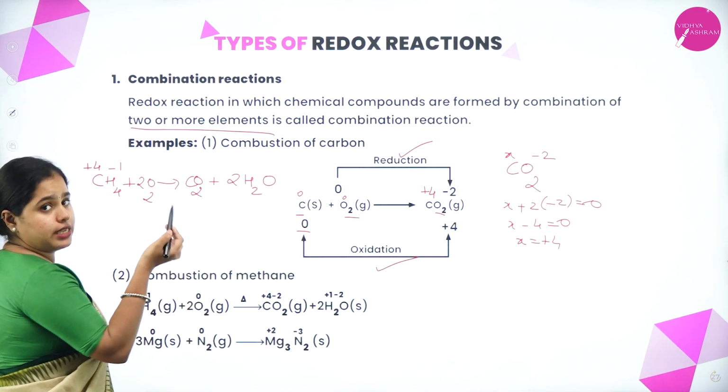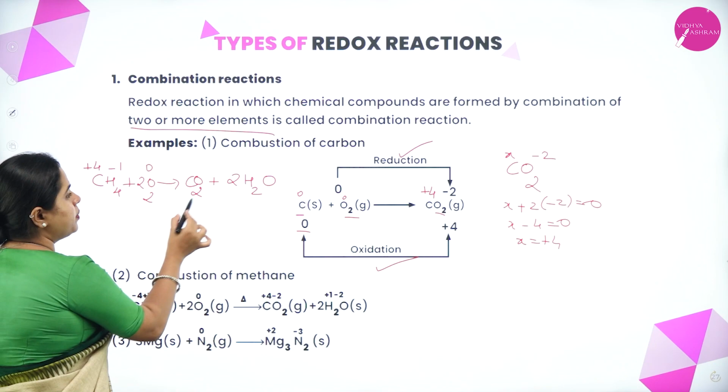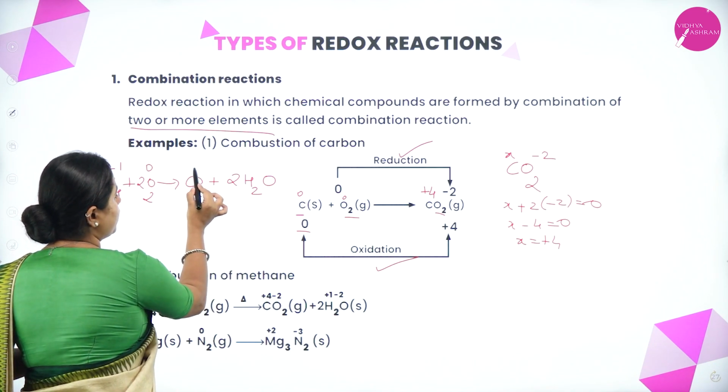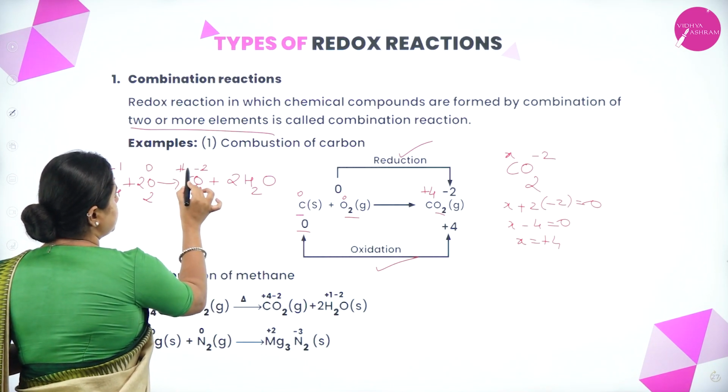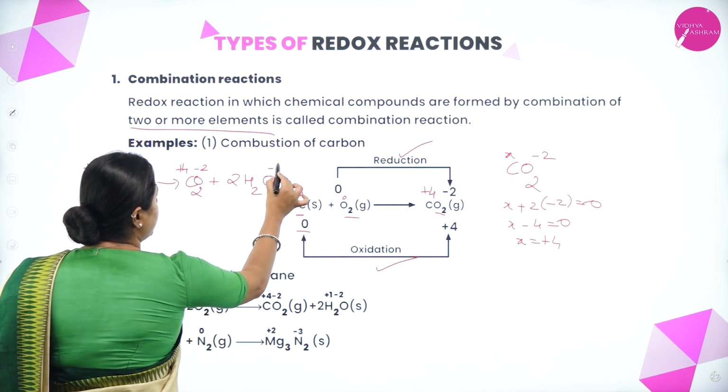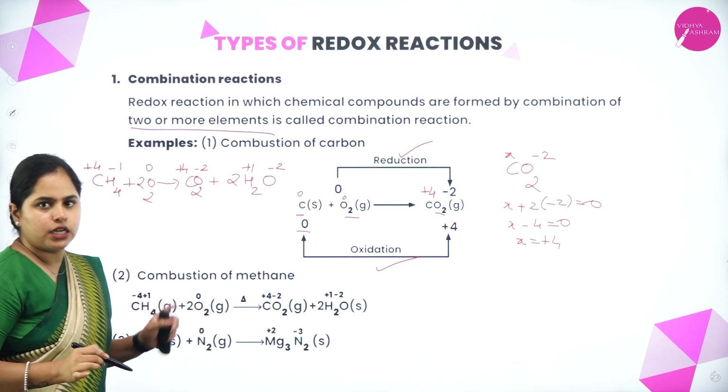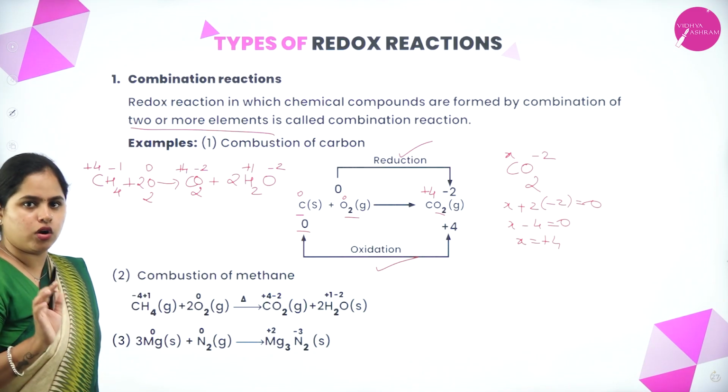Oxygen again it is in its elementary state. So it will be 0. Carbon dioxide we already know. Just now we calculated. For oxygen it is -2. Carbon it is +4. For water it is -2 and +1. Right. So this is what we can obtain the oxidation number.